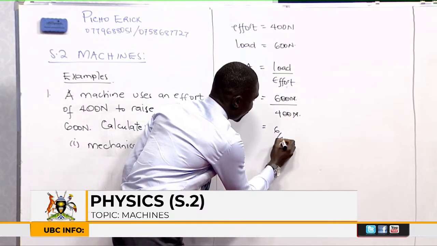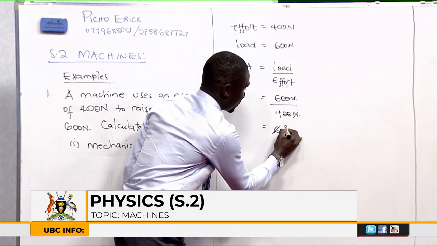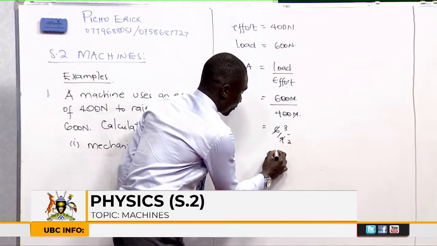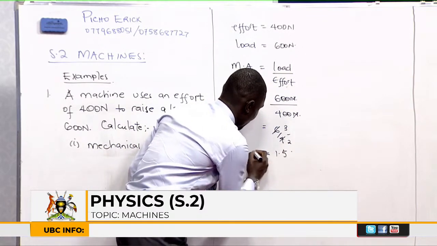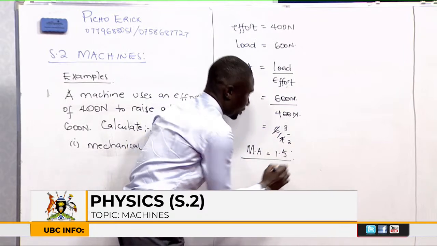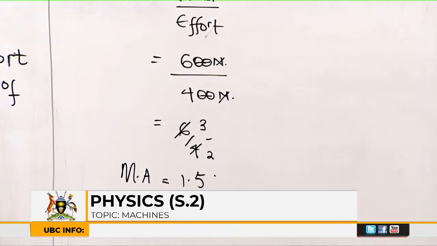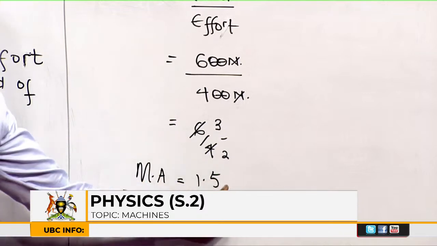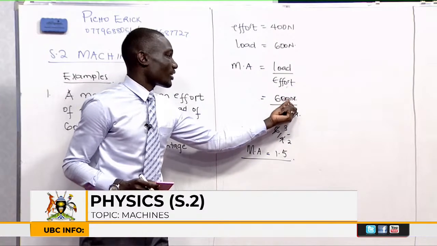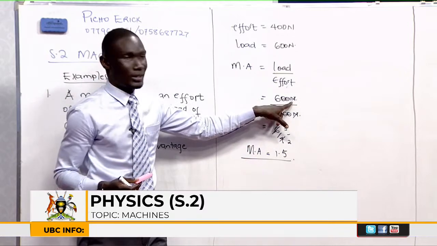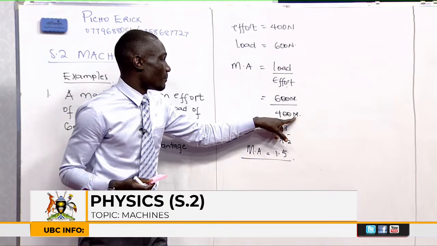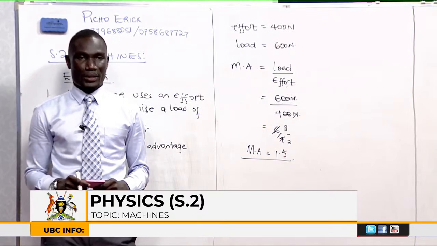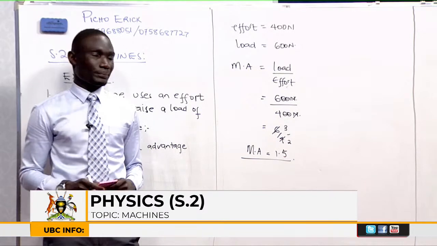You're having 6 over 4. You can still divide this by 2. This is 3. By 2, this gives us 2. So when you divide 3 by 2, you get 1.5. Okay? So our mechanical advantage is 1.5. Are we together? Very good. Now, take note that this 1.5, we are not going to put any unit here because the units that maybe would have been there have already been cancelled out here. The load is in newton, the effort is also in newton, so they end up cancelling, and therefore our mechanical advantage has no unit. Are we together? Very good.